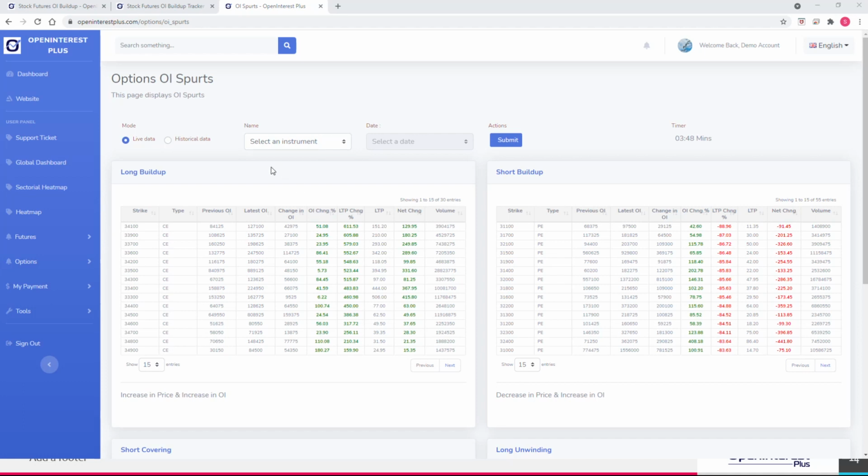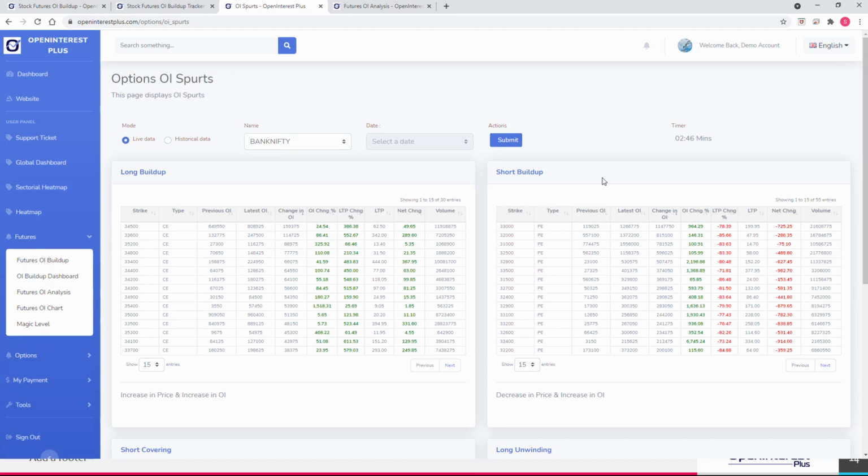So on this page, by default it's bank nifty. If bank nifty is selected, we have the OI spurt, or the classification of long buildup, short covering, and long unwinding. The columns are more or less similar to what we had in futures OI buildup. Instead of the stock symbol, we have the strike. Then we have the option type, like the call or the put. Then we have the previous day OI, latest OI, change in OI percentage, LTP change percentage, LTP, net volume, and the volume.